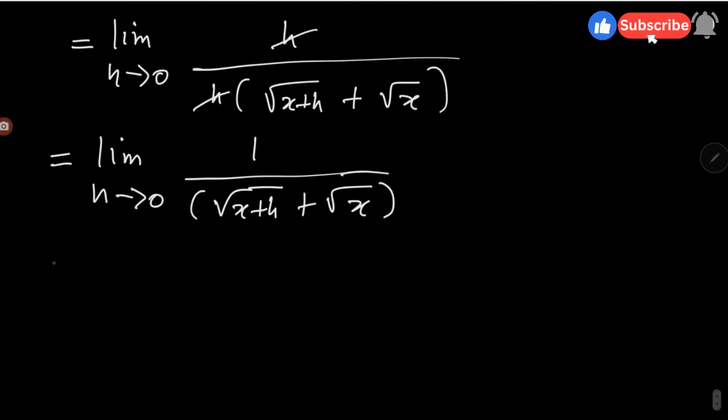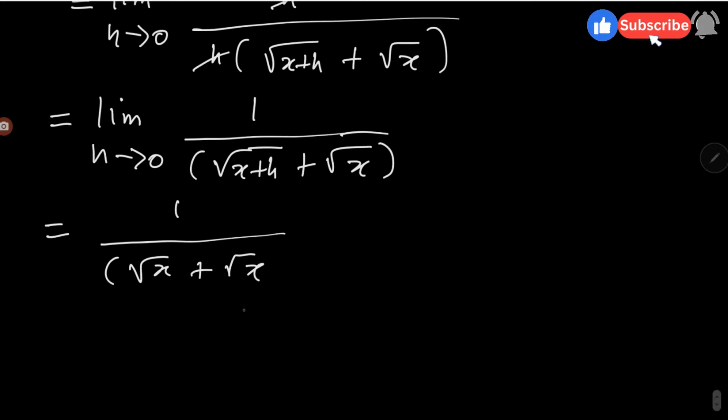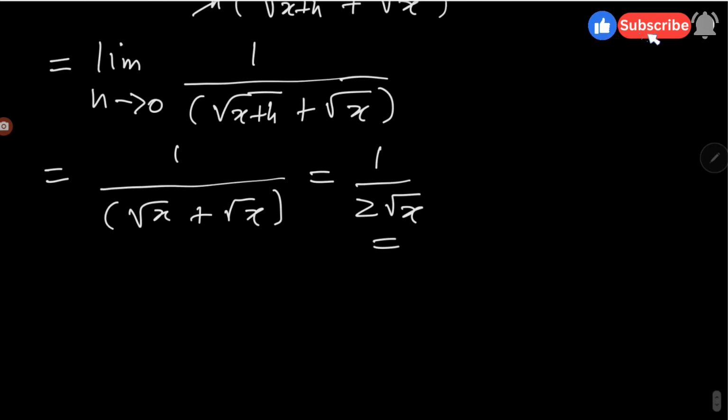Now here we shall make the limit disappear by plugging in h equals 0. So we have 1 over square root of x plus 0, which is just the square root of x, plus another square root of x. Okay, if we do that, this will be equal to 1 over twice the square root of x. So that will be our derivative.